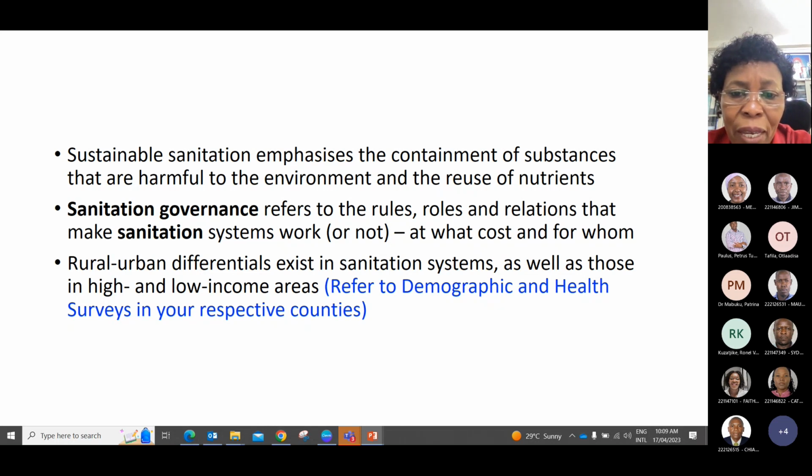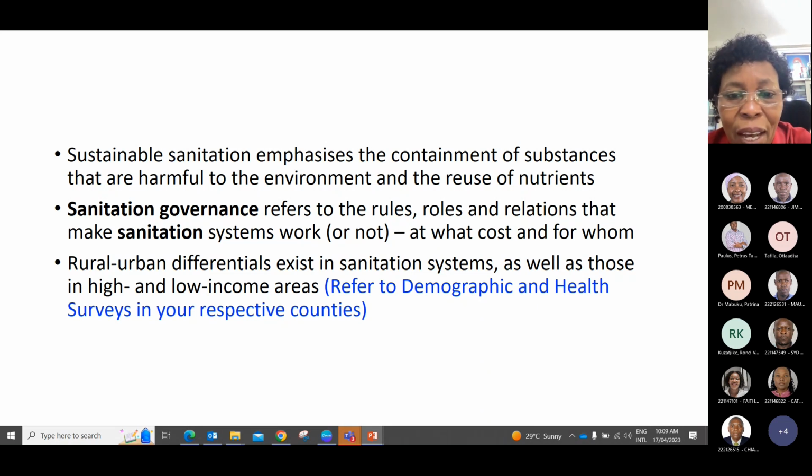If you want to have a detailed understanding of the rural-urban differentials with regards to sanitation systems, but also water systems, as well as income status differentials, you can refer to the demographic and health surveys in your respective countries.